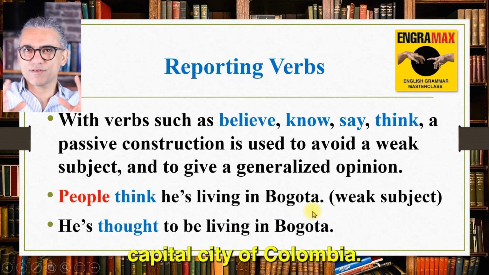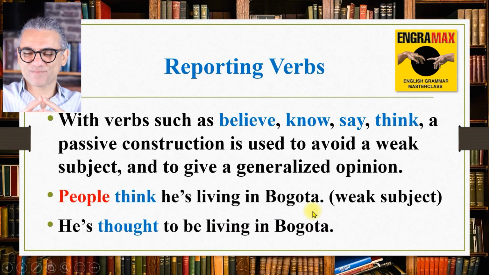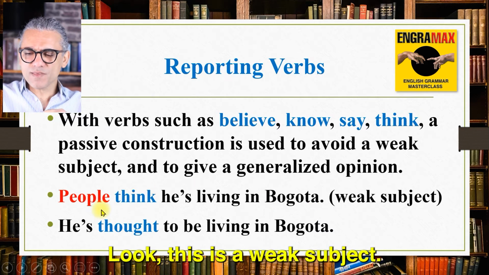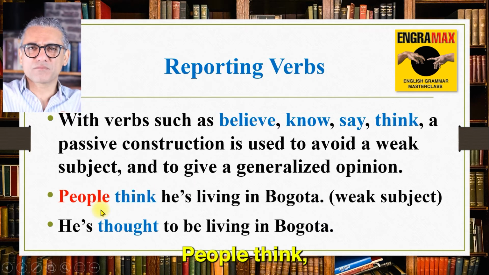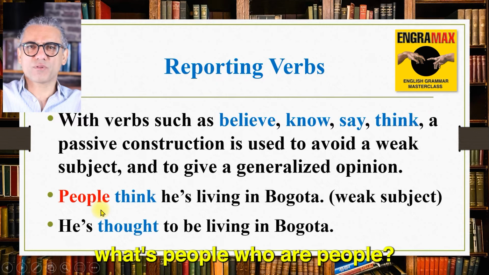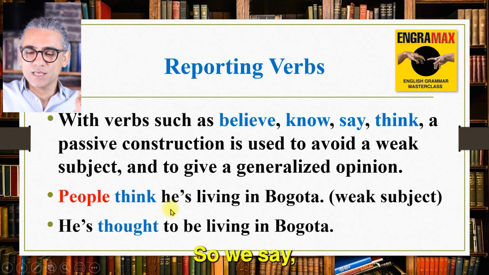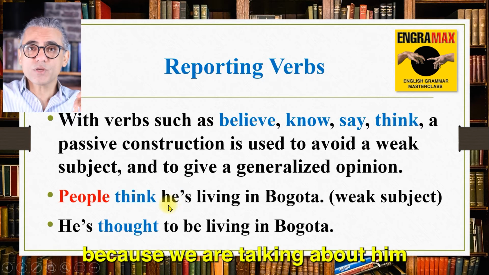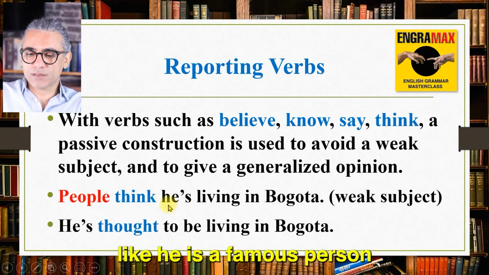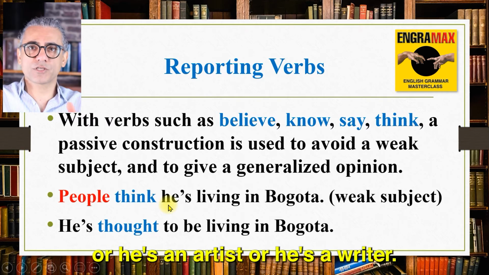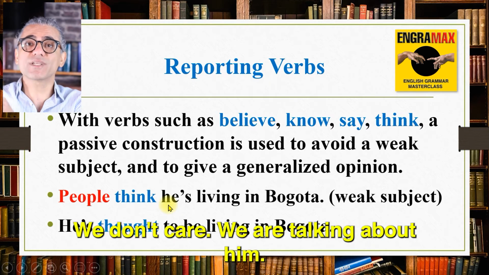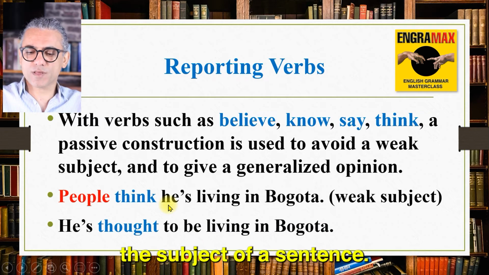Bogota is the capital city of Colombia. Hello, Colombians. Look, this is a weak subject. People think. What's people? Who are people? What people? You see, it's confusing. So we use he as the subject because we are talking about him. Like he is a famous person, or he is a criminal, or he is an artist, or he is a writer. We don't care. We are talking about him. So he needs to be the subject of the sentence.